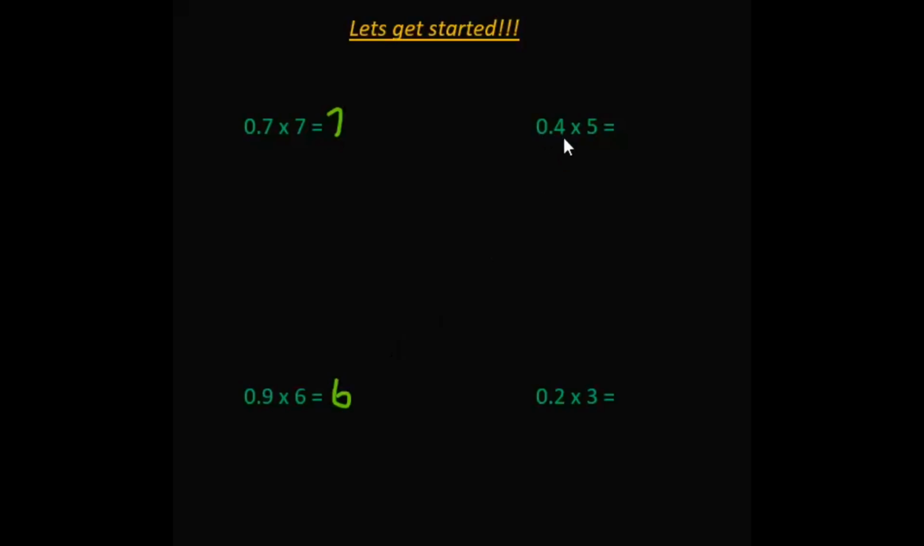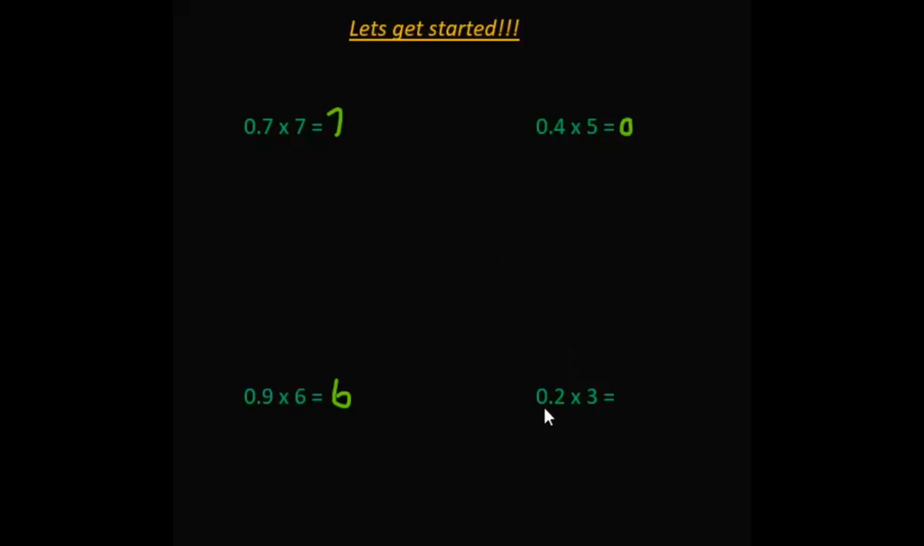0 and 4/10 times 5. Okay, so we know that 4 or less rounds down. So keeping that in our head, we know that 4 rounds down, so it becomes 0. And then the estimation equation is basically asking 0 times 5, and anything times 0 equals 0. So the answer here is 0. Okay, so now let's move on to the next problem.